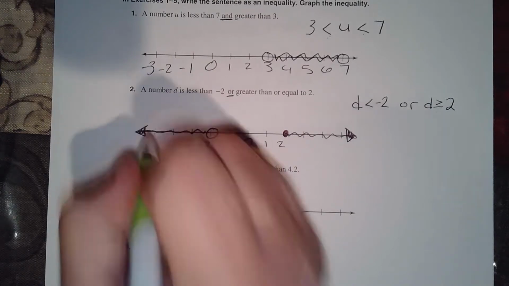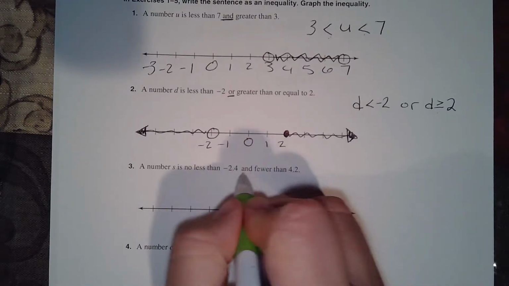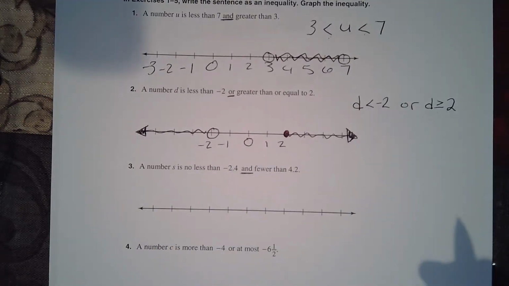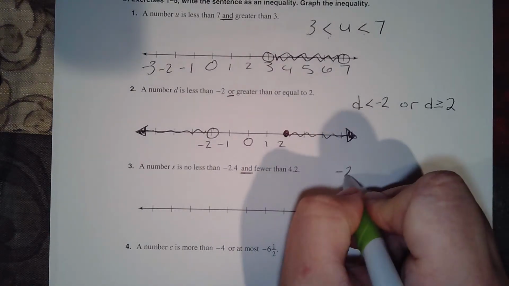Did you notice on both of them, I put D on the left so that we could follow the arrows to make sure we shaded the same direction that the arrow pointed? Keep that in mind when you're writing these. You have control of these. Okay. A number S is no less than -2.4 and fewer than 4.2. So the word and tells me I'm going to have a compound in this case. So for the first one, we'll go ahead and set it up in the direction it should be.